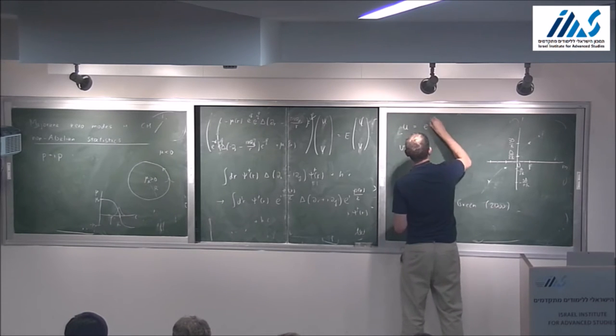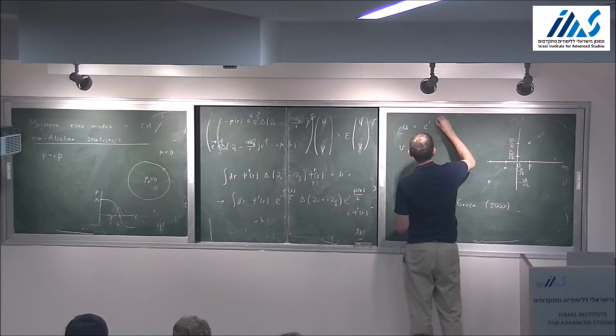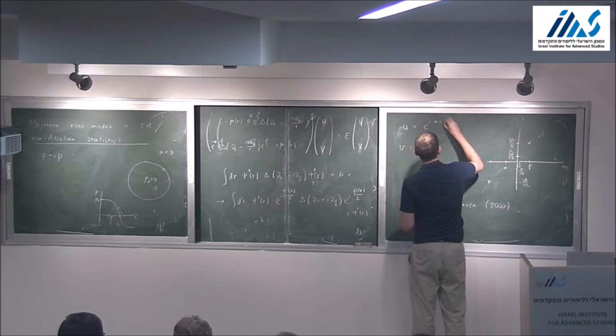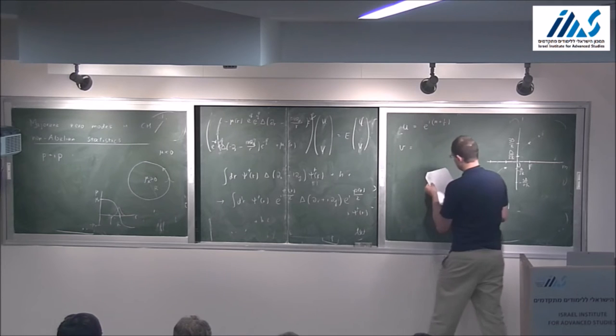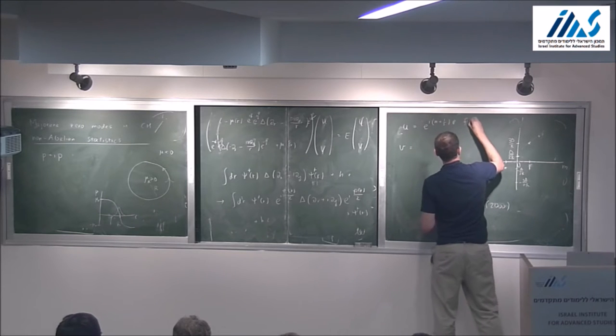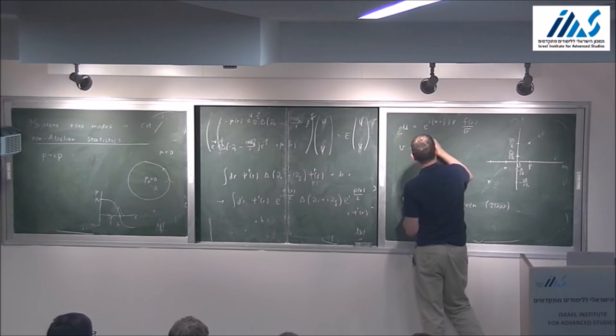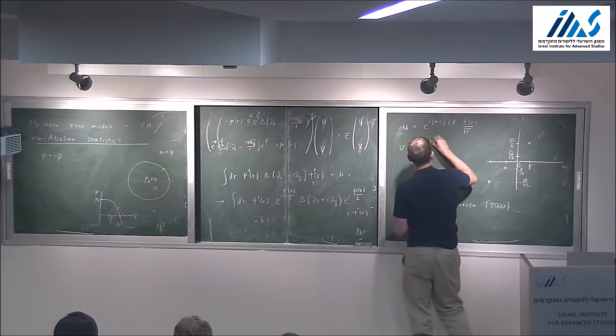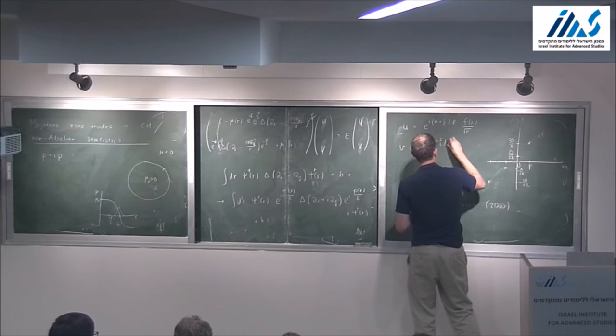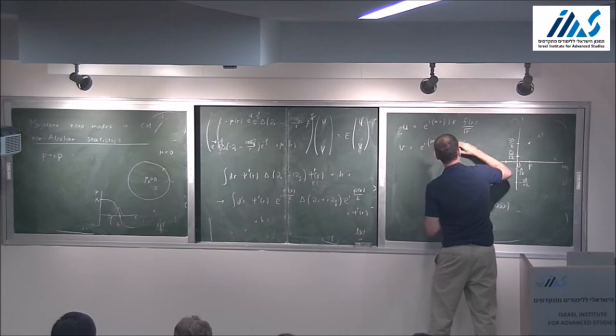So I want to do e to the i (m plus half) theta f of r divided by root r, and e to the i (m minus half) theta g of r divided by root r.